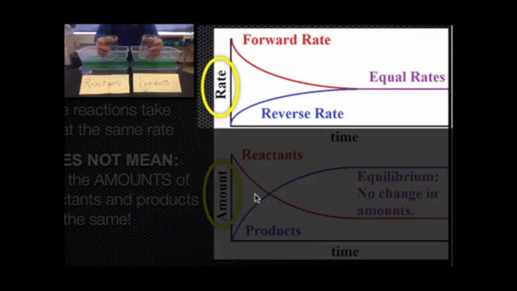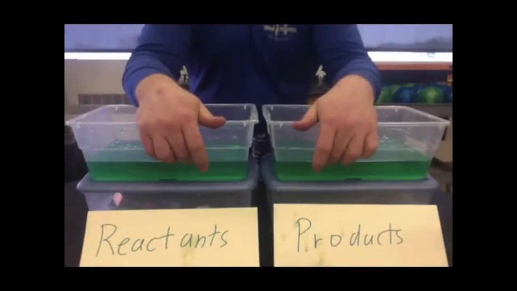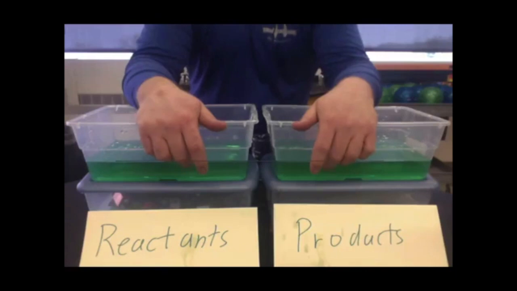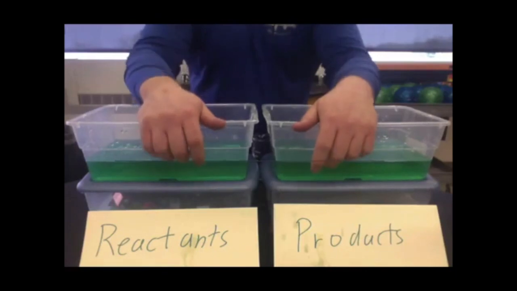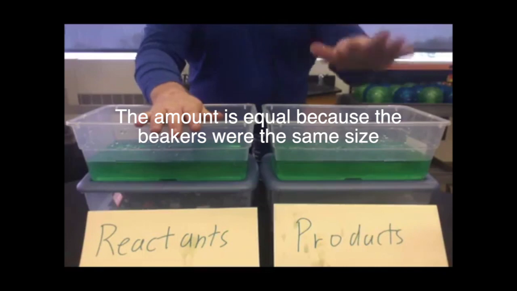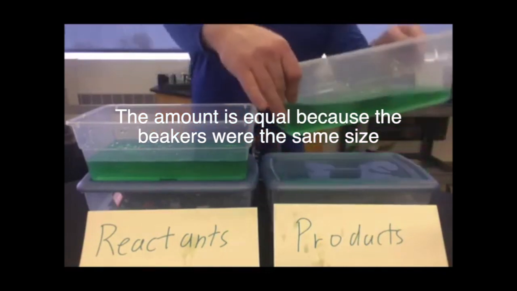Now, it doesn't mean that we have to have equal amounts. If we look at our tubs, because I was using the same size beaker, the volume level in the tubs are also very similar. So you'd almost get the indication that maybe the amount in each side has to be equal. So it has to be 50% this, 50% that. And that's not necessarily true.